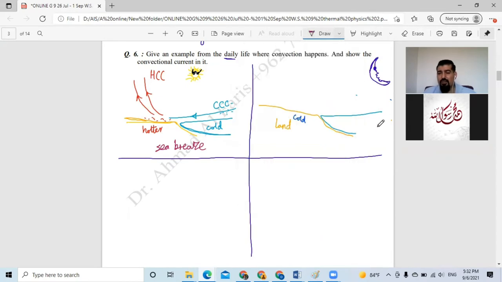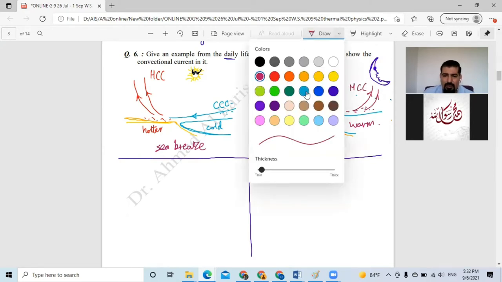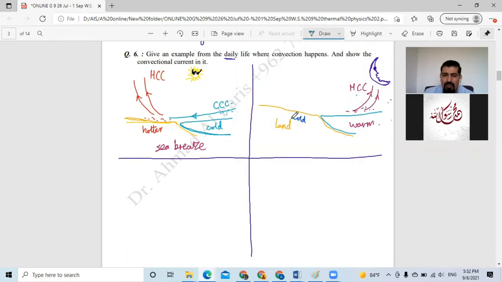But the sea, because all day we heat it up, becomes warm. So the molecules above the water gain heat and rise up like this by a hot convection current, replaced by a cold current that comes from where? It comes from the land, like this. So the molecules are coming like this, a cold convection current. This is called what? Land breeze.